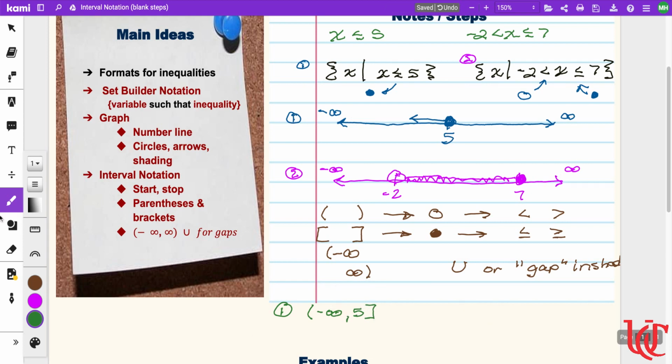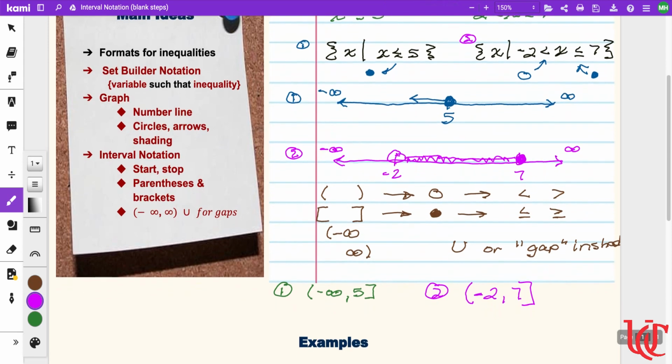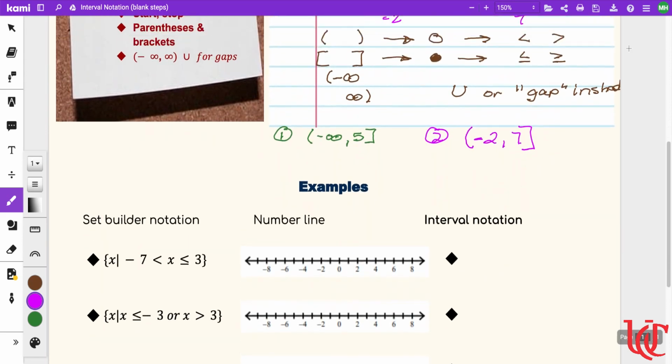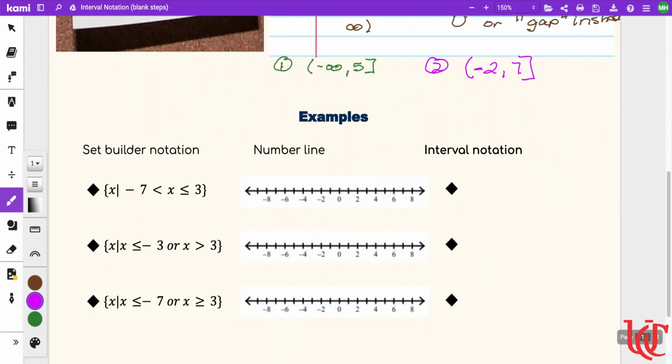So then if I was looking at number 2, when I'm looking at that, my shading is between -2 and 7. So I'm going from -2 to 7. At -2, I have an open circle, so it's rounded. And at 7, I have a closed circle, so it's the bracket. I can do it from the set builder notation as well, but I have an easier time doing it from the graph. So whichever works for you, just know that all 3 ways are the exact same information. You just have to translate from one to another.